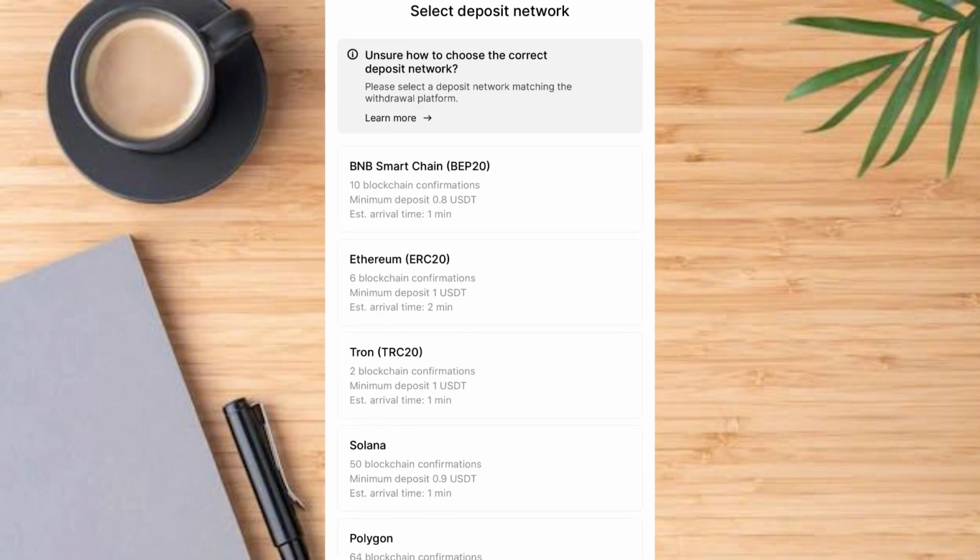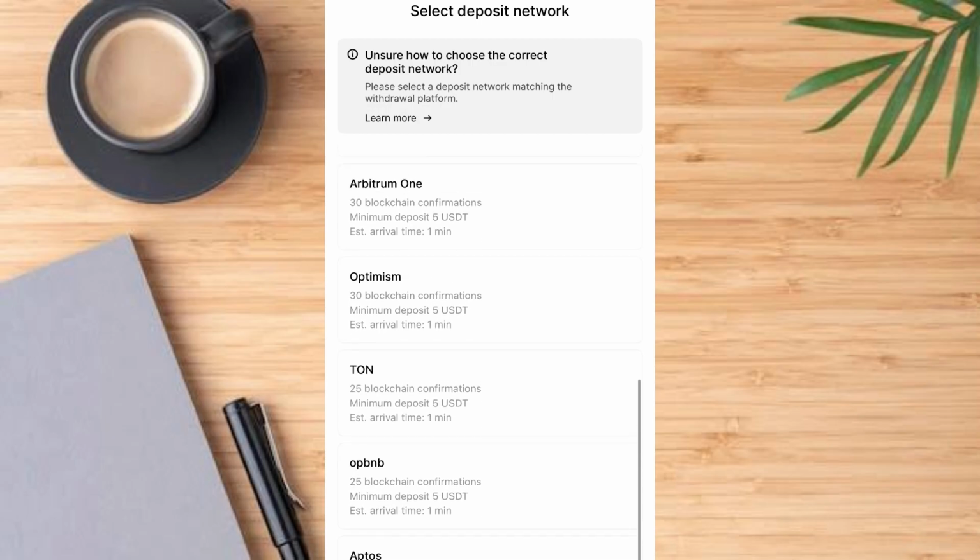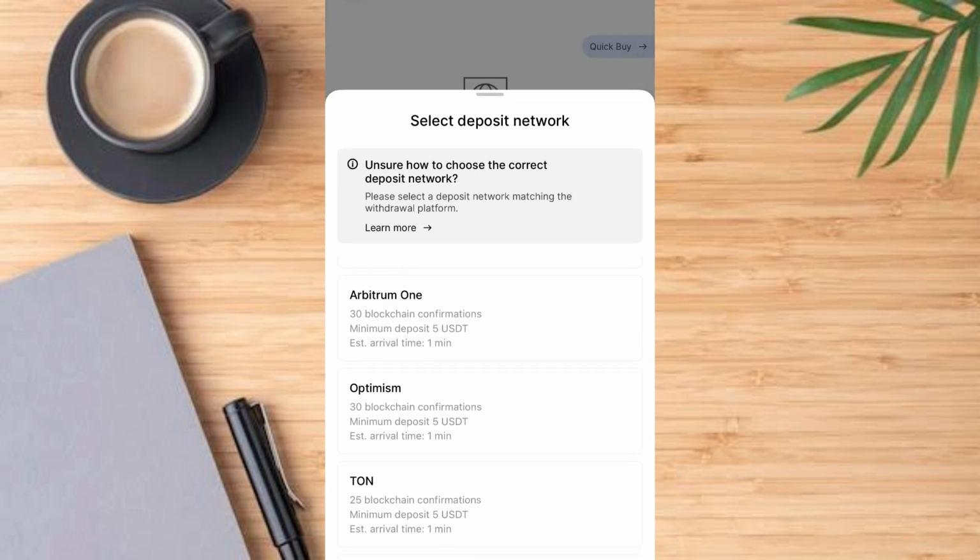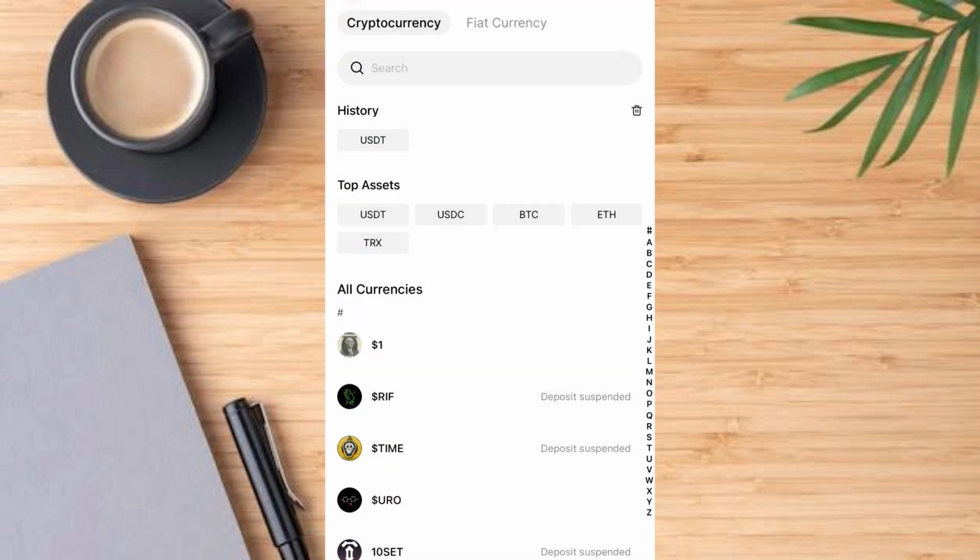Once you tap on it, it comes out like this, guys. You can select any of these networks to send your USDT to this platform, from Ethereum, Smart Chain, Tron, and others. So you have so many of them on this platform. Once you've sent your USDT to this platform, then you are good to go.